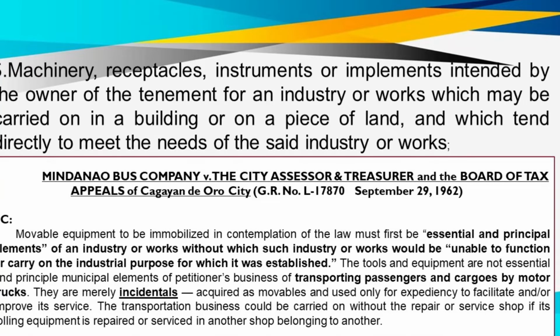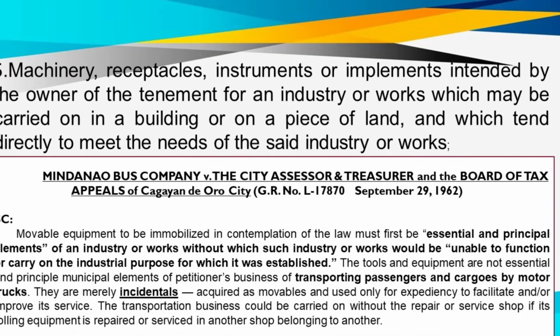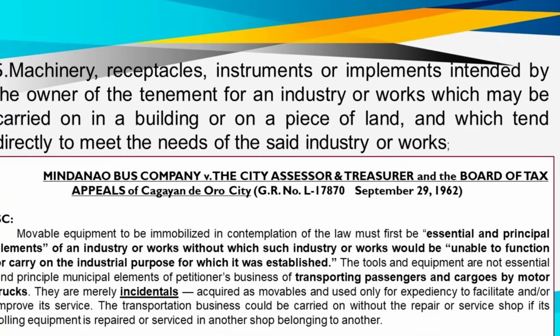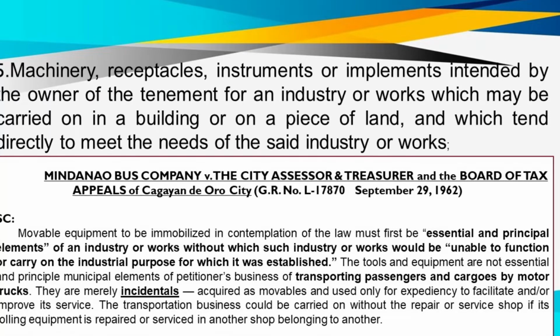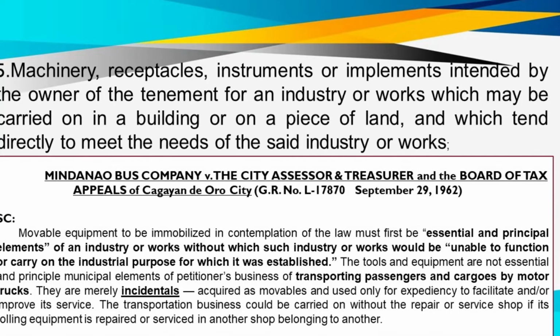The Supreme Court said, movable equipment to be immobilized in contemplation of the law must first be essential and principal elements of an industry or works without which such industry or works would be unable to function or carry on the industrial purpose for which it was established.